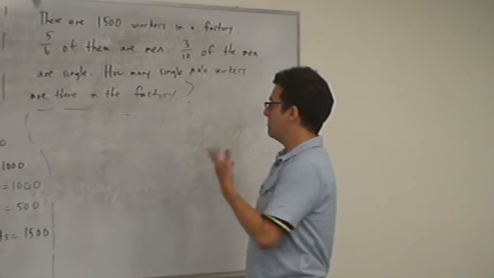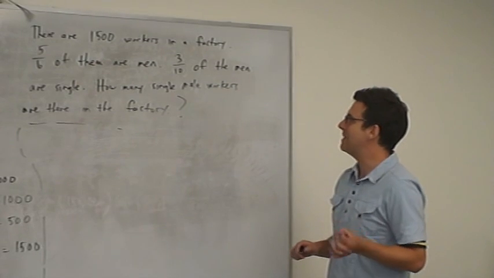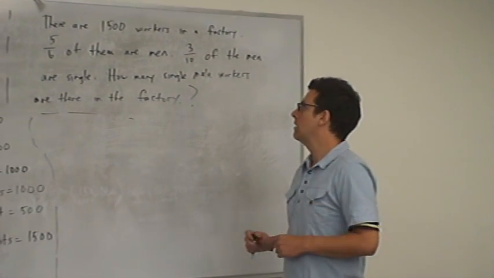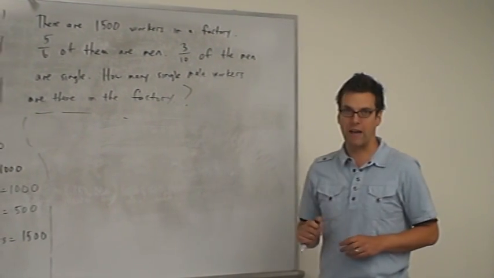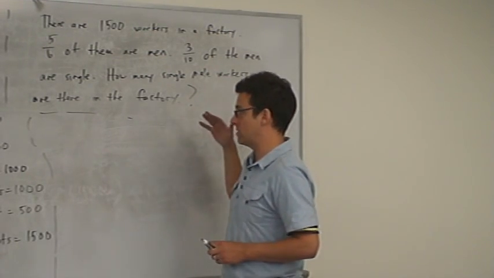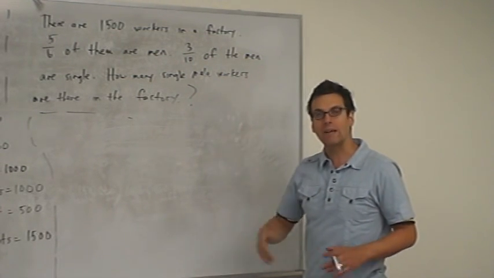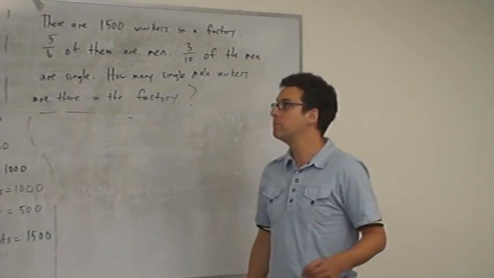This problem reads, there are 1,500 workers in a factory, 5/6 of them are men, 3/10 of the men are single. How many single male workers are there in the factory? Again, we hope that our students are going to just, from the wording of the problem, recognize the correct arithmetic needed to solve the problem.